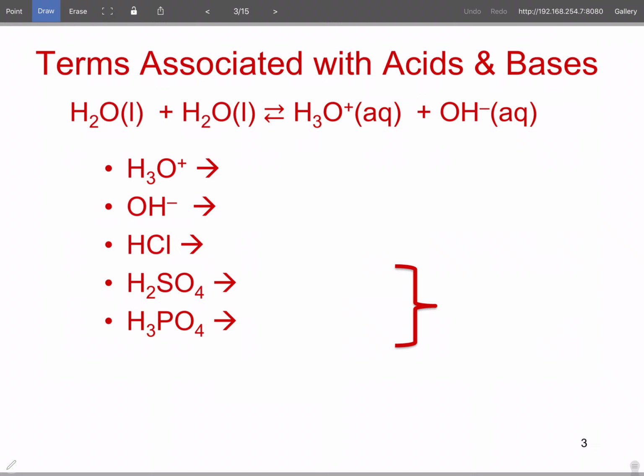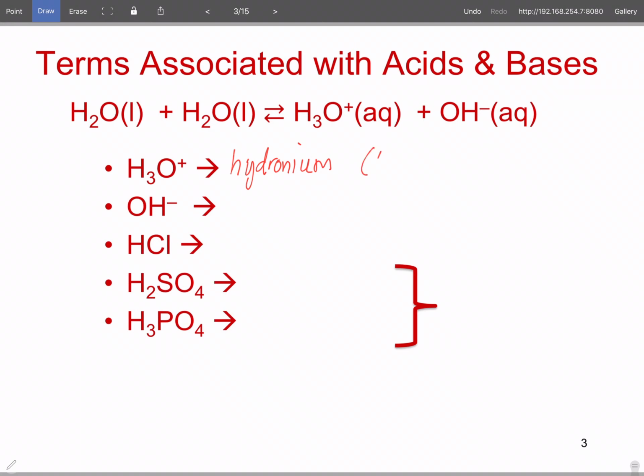Some terms associated with acids and bases. The H3O plus is the most common form. This is the hydronium ion. This is what carries the proton. This is actually not a true structure. It actually takes 4 waters, not 1. So the true structure is H9O4 plus, but nobody really wants to write that.